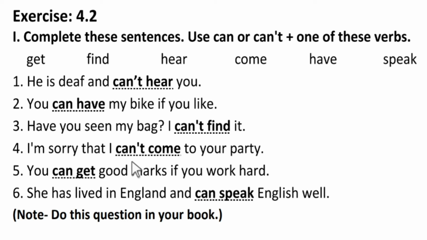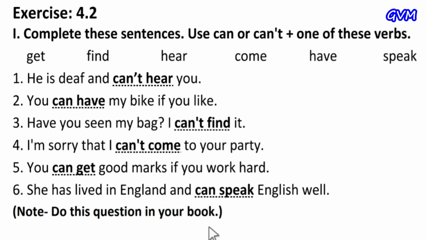Fourth, I'm sorry that I dash to your party, and the correct answer is can't come. Fifth, you dash good marks if you work hard, and the correct answer is can get. We use can because it refers to ability. Sixth, she has lived in England and can speak English well. Do this question in your book.